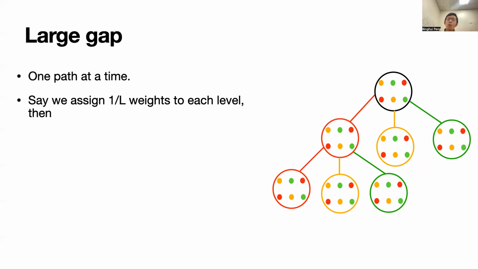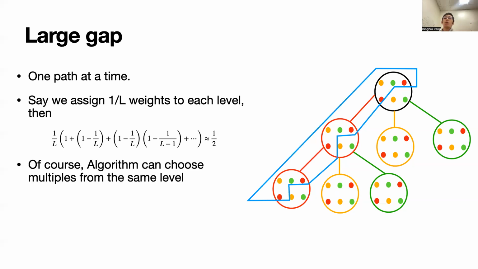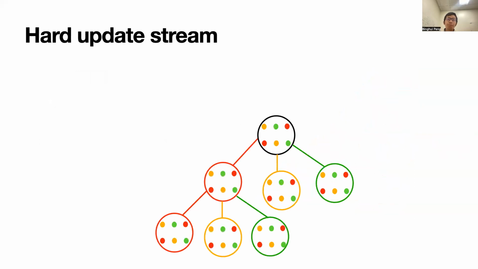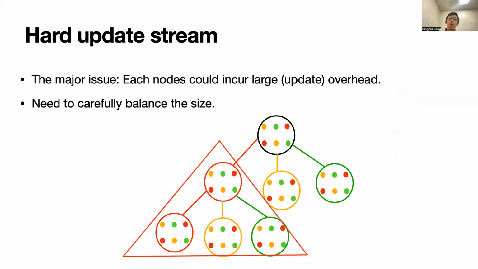And suppose we assign 1/n weights to each level, and we make the algorithm select k/l elements from each level, then one can show that actually 1/2 is the best thing the algorithm can do. But of course, algorithms can choose more than k/l elements from each level. So we use a non-uniform weight eventually, following the previous work. Okay, finally, a major issue that we cannot prove a linear lower bound is that each node would incur large update overhead in the tree-like construction. And what we do is we need to carefully balance the size, and we perform some random DFS for the update stream.